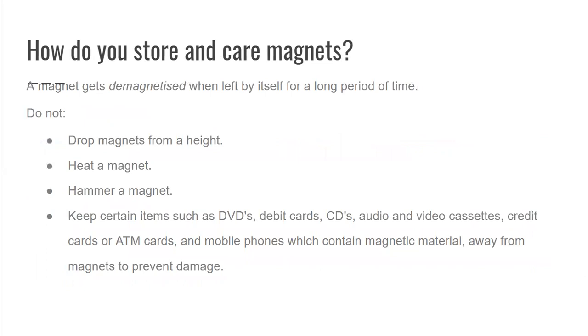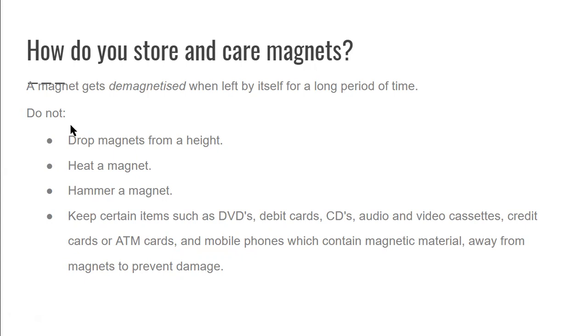Going further, now, how do we store and care for magnets? Yes, we know that a magnet has these properties and abilities, but you need to know how to store and how to care for that magnet. A magnet gets demagnetized. What do I mean by demagnetized? That means the magnetic property is removed when it is left by itself for a long period of time. When you keep it in one place and you are not touching it at all, it may lose its magnetism.